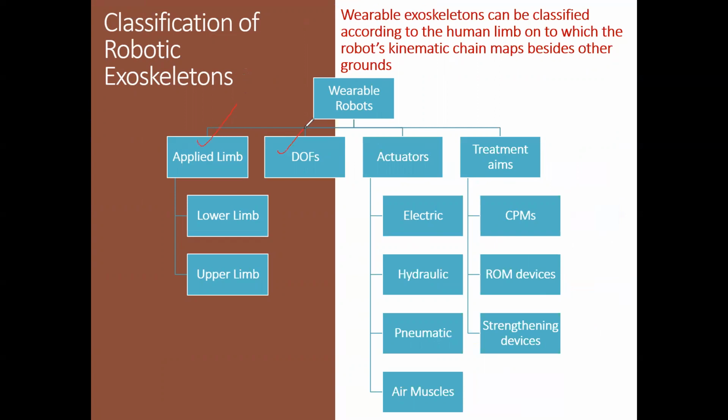I hope you understand, but let me reiterate. We use this word degrees of freedom mainly for joints. The joints are made to move. In how many directions a joint can move decides how many degrees of freedom a joint has. And when we have multiple joints, there will be multiple degrees of freedom.